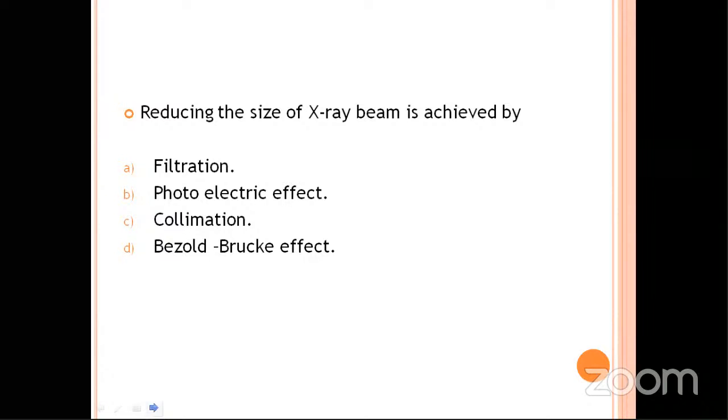Here we can also discuss the options, because some of the questions are formulated with the options also. Since we can't discuss all the questions in the 3 hours, we'll discuss with the options also.